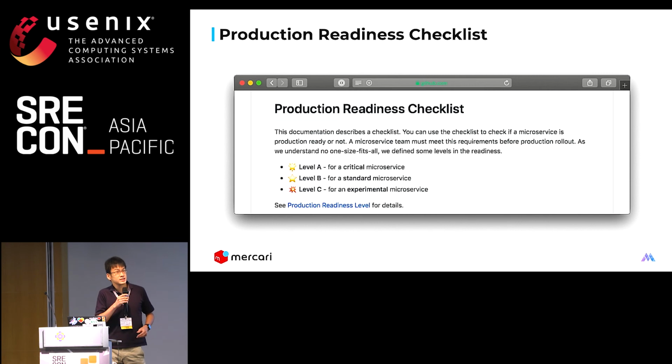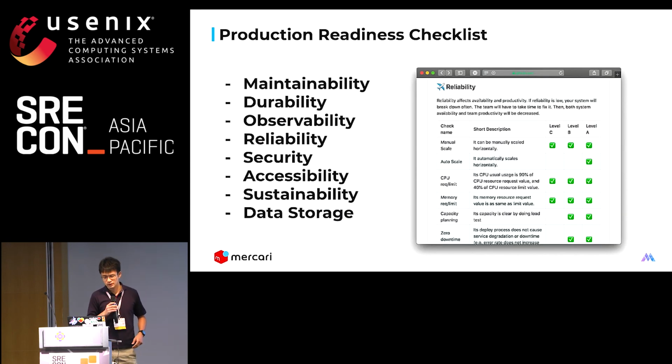Not all microservices have to follow the strictest rules, like the most important microservice. So we prepared 3 levels based on the SLO of microservices. This checklist contains 8 aspects, and each aspect contains multiple actionable checks. For example, reliability includes the existence of auto-scaling.